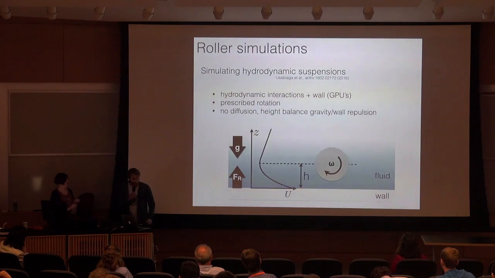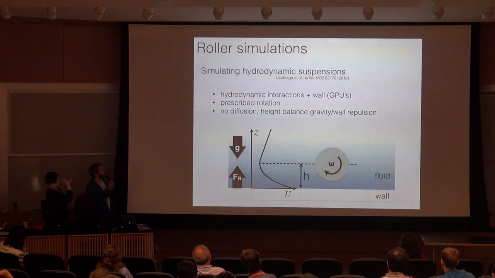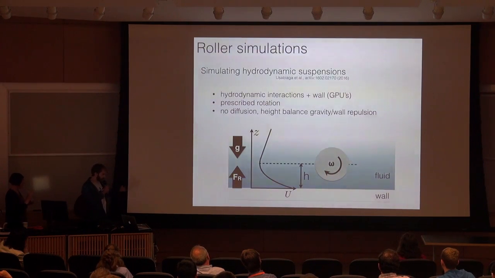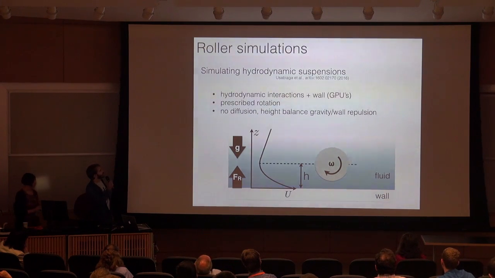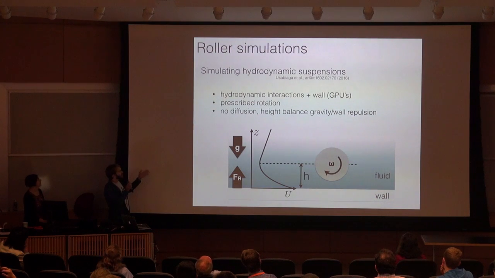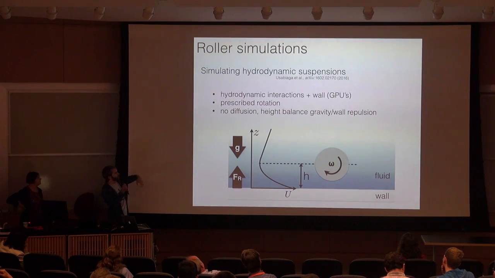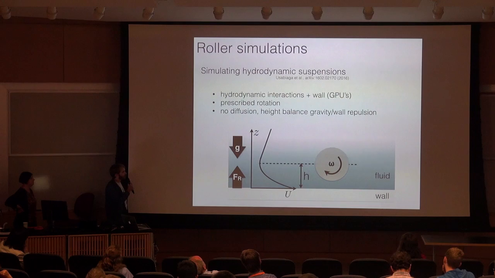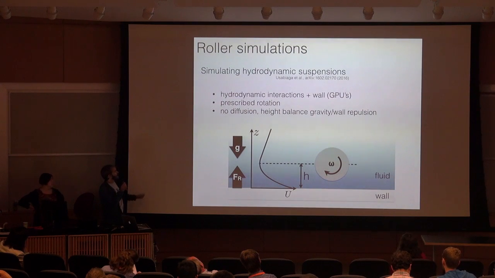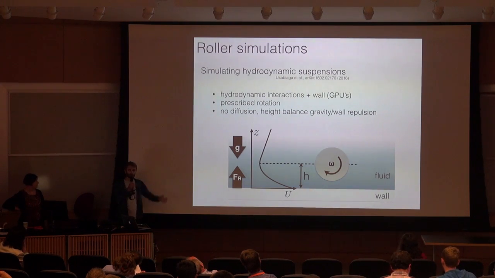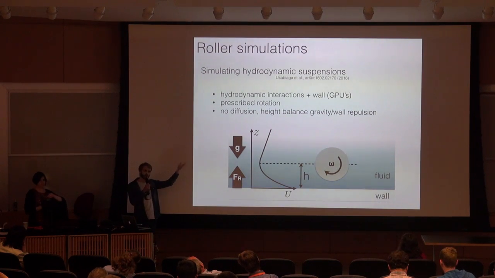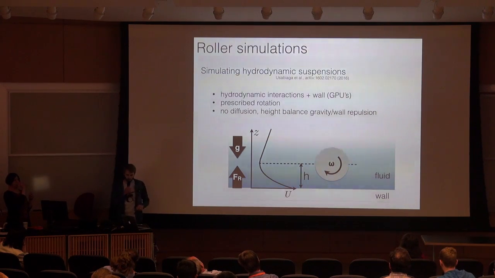Okay, so we tried to simulate the system with a numerical method that we had developed just a few months ago, so it was really a timely question. Basically, we just used hydrodynamic interactions between the particles and the walls, including a lot of particles. As they do in the experiment, we prescribe the rotation of the particles by solving a resistance problem. And here we do not take into account thermal diffusion. So the height of the particle here is just the balance between gravity and the repulsive potential that we prescribe away from the wall.